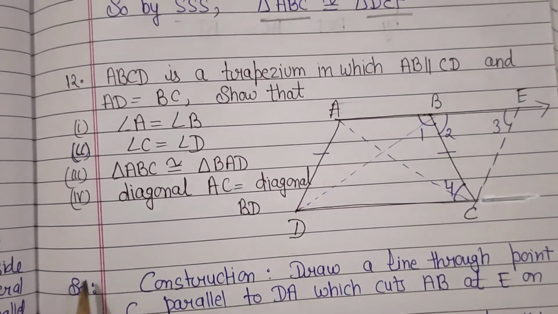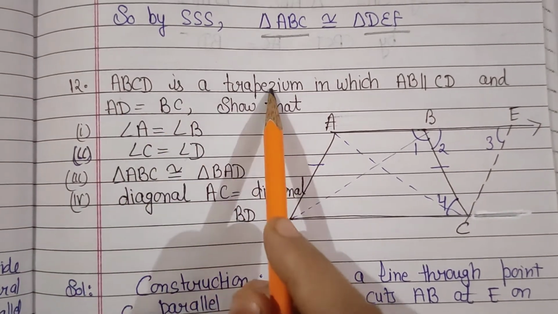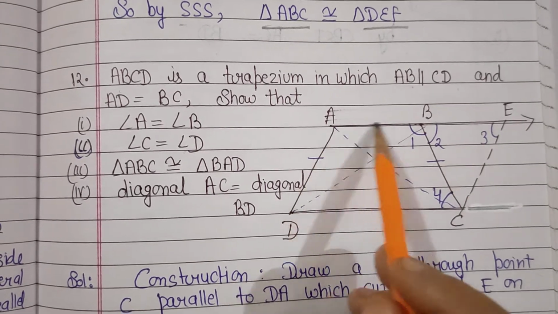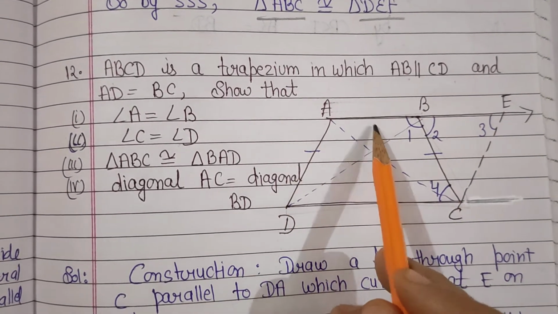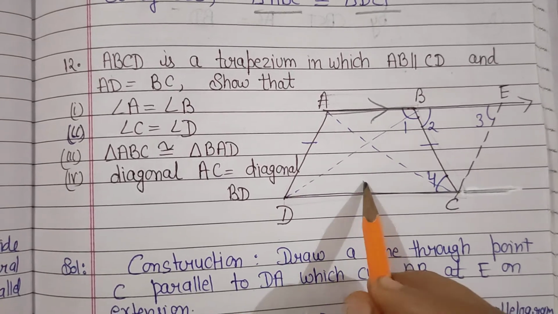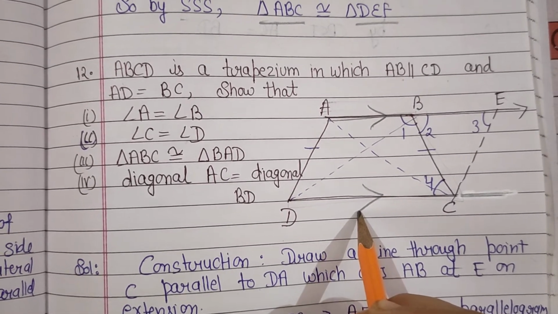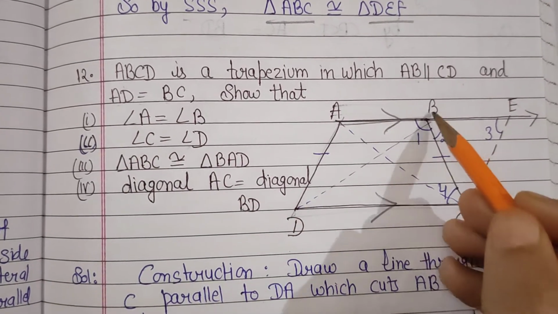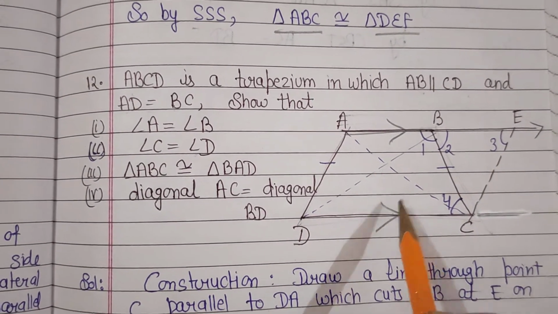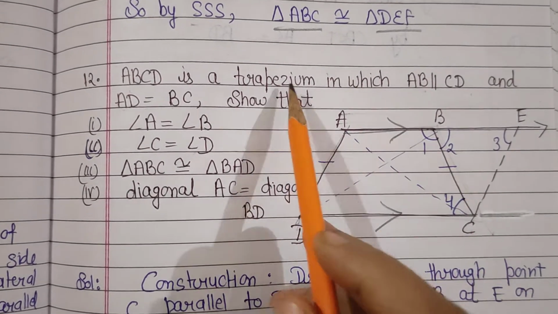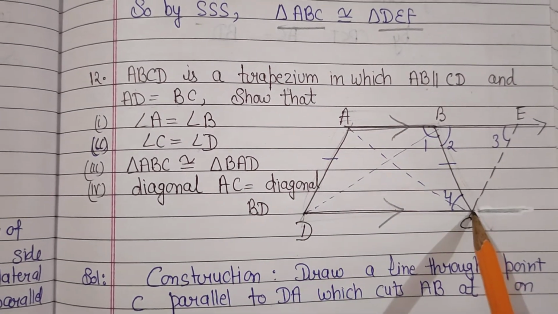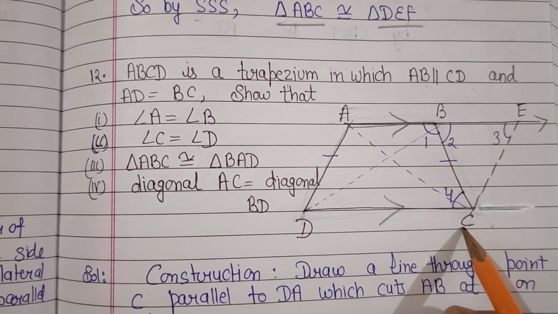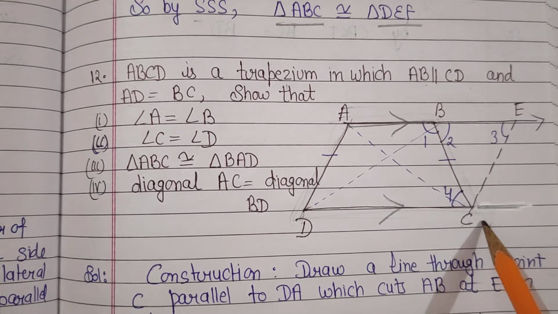Now, question number 12. ABCD is a trapezium in which AB is parallel to CD. ABCD is a trapezium in which AB is parallel to DC. Now, AD is equal to BC. It means we can say that the non-parallel sides of the trapezium are equal. And this type of trapezium is called an isosceles trapezium because the non-parallel sides are equal.